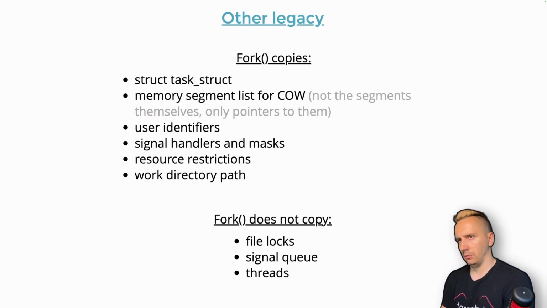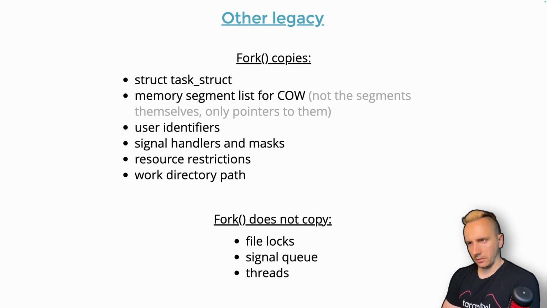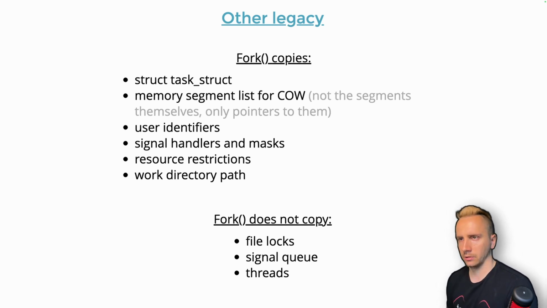Besides the file descriptor table, fork will also copy the task struct itself. It will copy the list of memory segments and mark them for copy on write, but the data in the segments will not be copied, not right away. The user identifiers, which means that the child process will be running under the same user as the parent. Signal handlers and masks, we will see in a separate lecture. Resource restrictions, like limits on memory or number of open file descriptors. And the working directory path, the dot folder: your working directory in the current process will be the same in the child as it was in the parent.